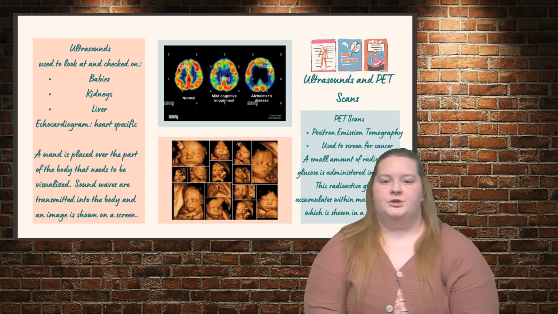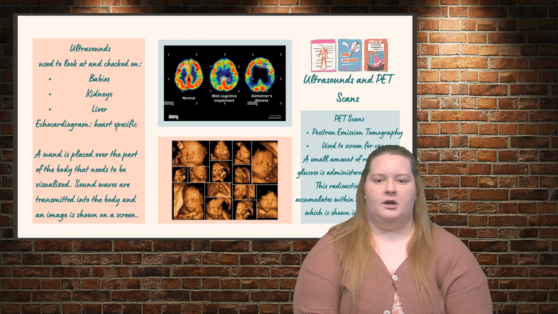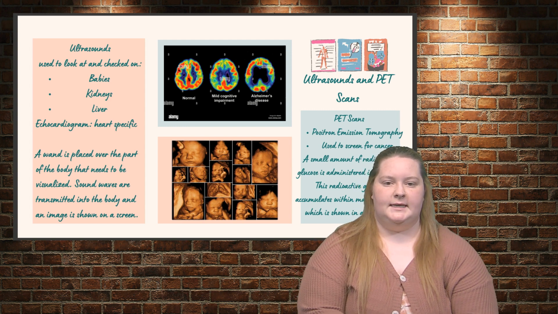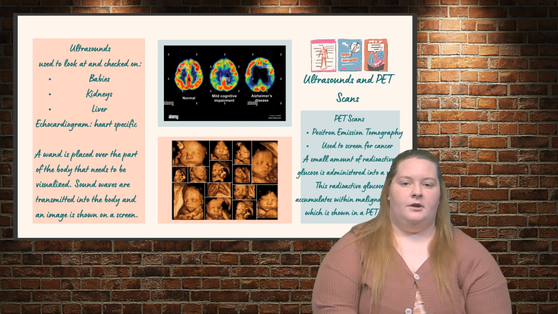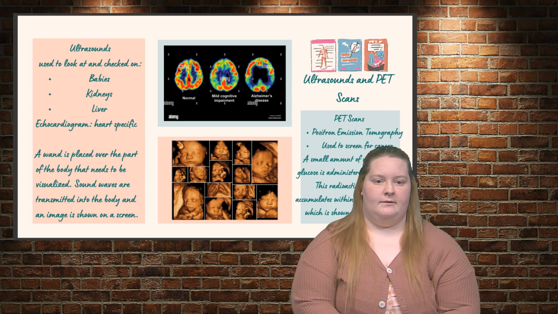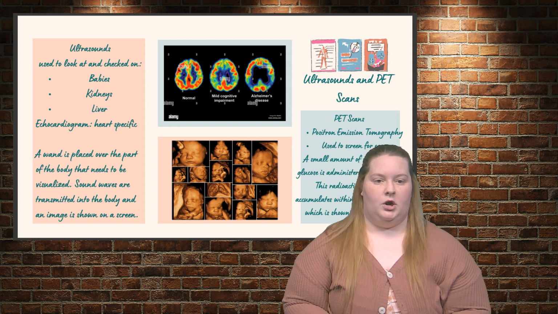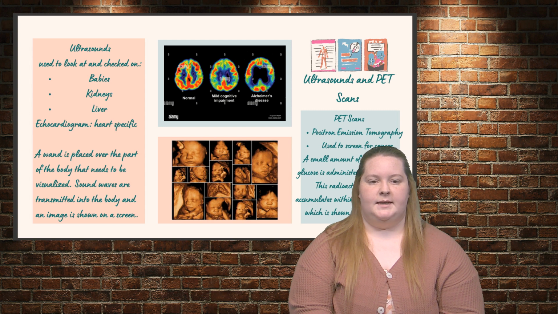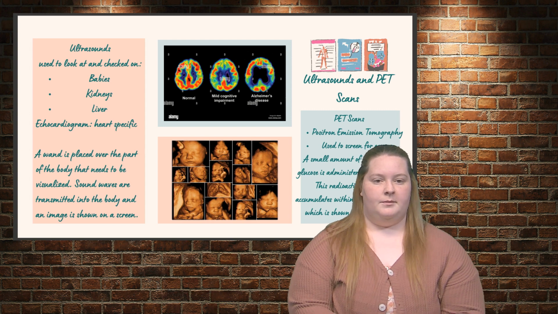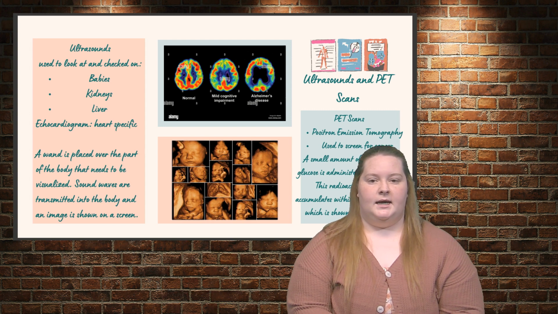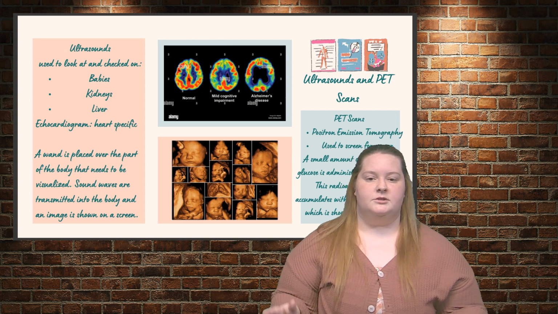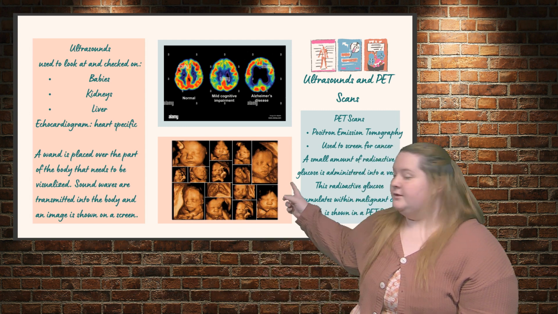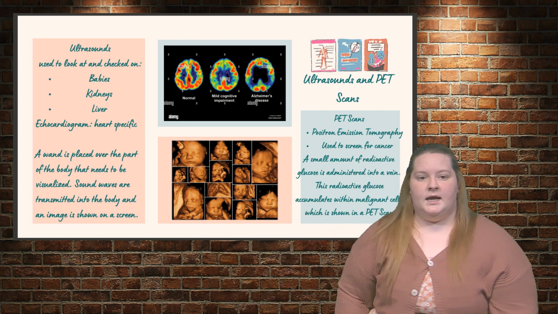Okay, so we're going to do ultrasounds, and they're used to check on babies for mamas who want to see their babies, and then they're also used to check on people's kidneys and their livers. Now, an echocardiogram is a specific type of ultrasound that focuses solely on the heart. The process of an ultrasound is they place a wand over whichever part of the body they want to get a look at, and then sound waves are transmitted into the body, and then an image is shown on the screen, such as this one right here. That's a 3D ultrasound.